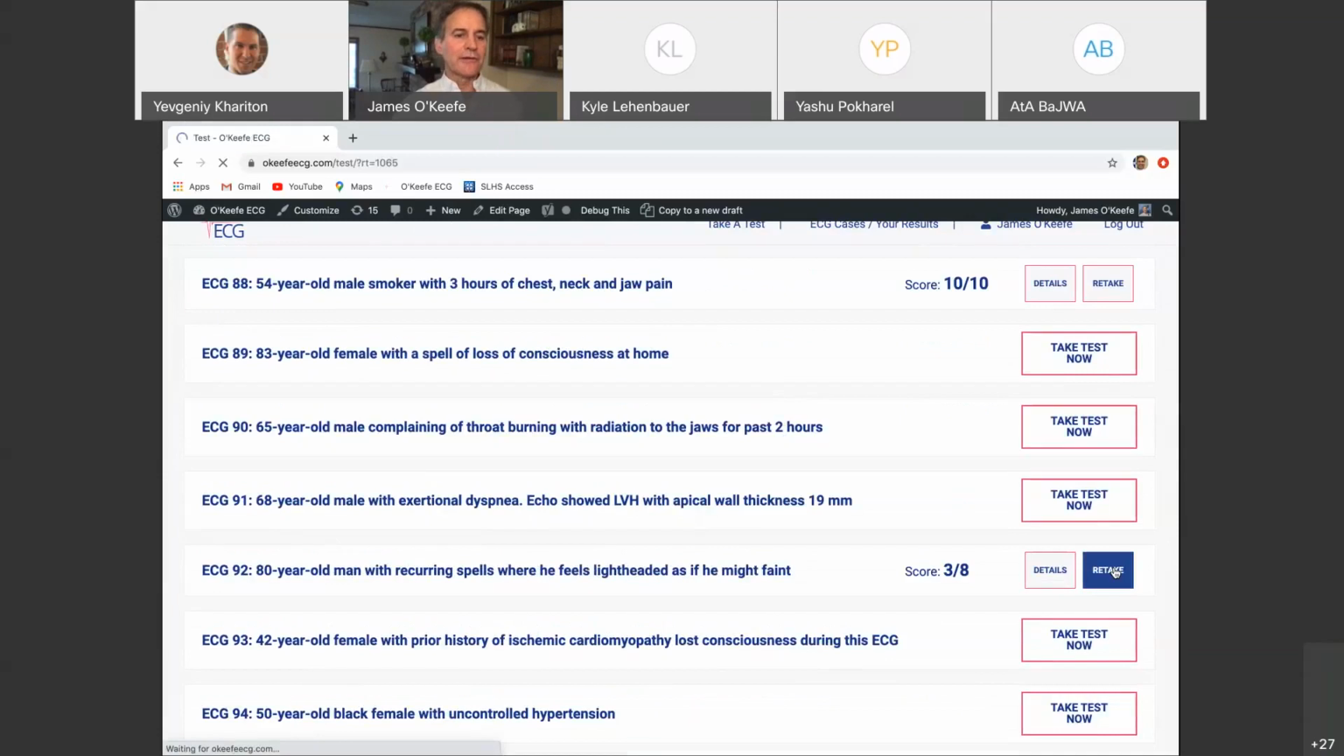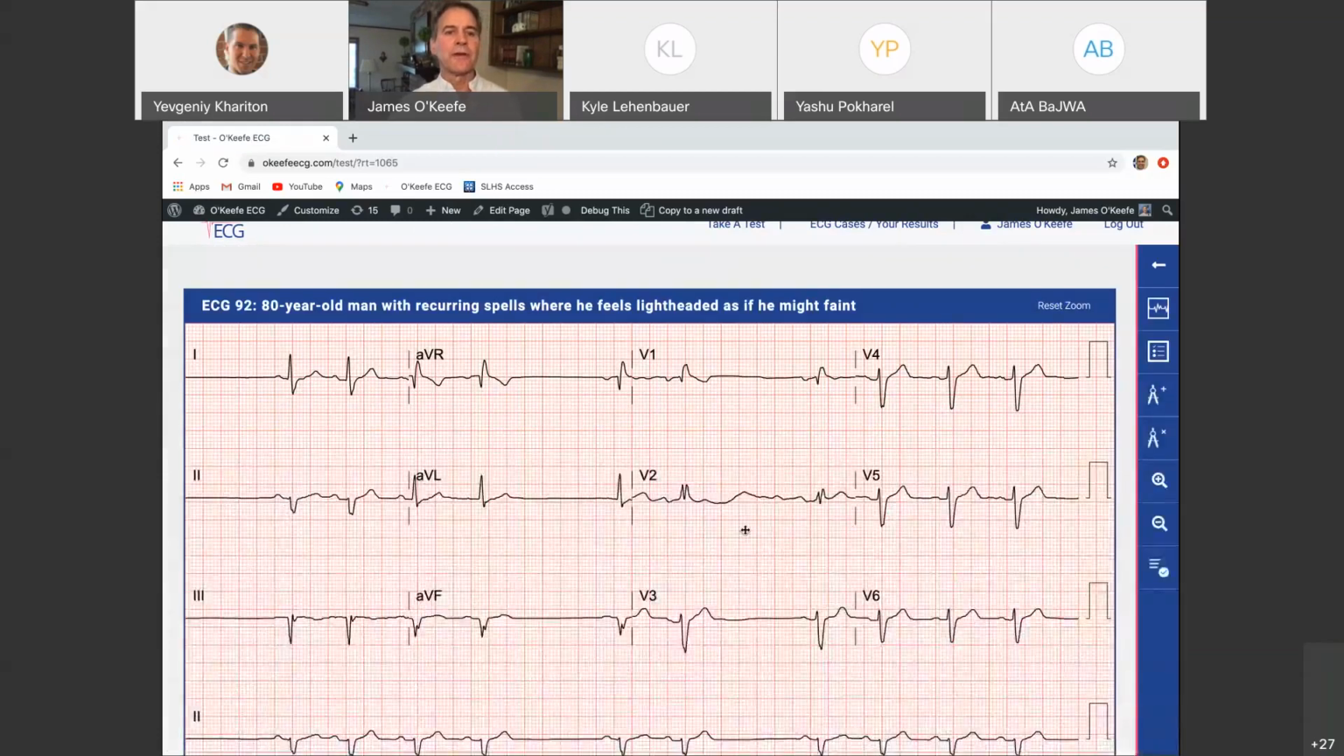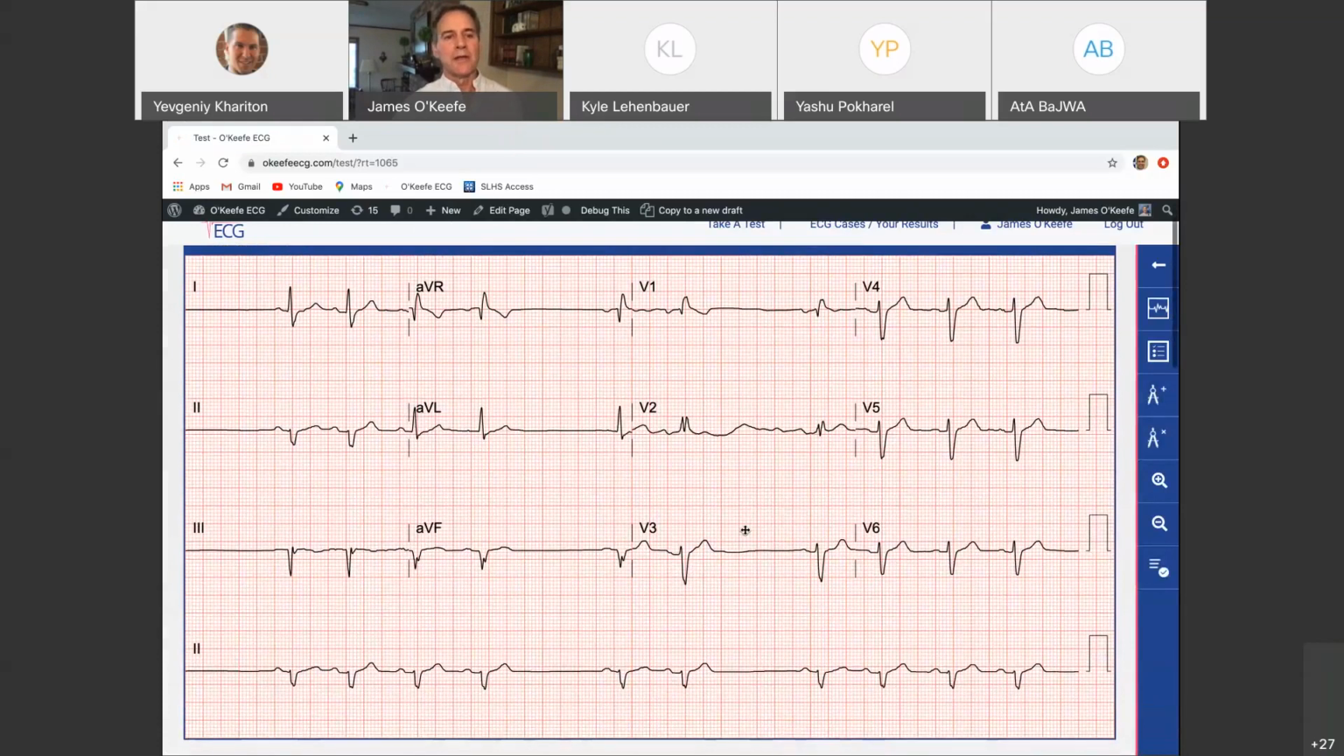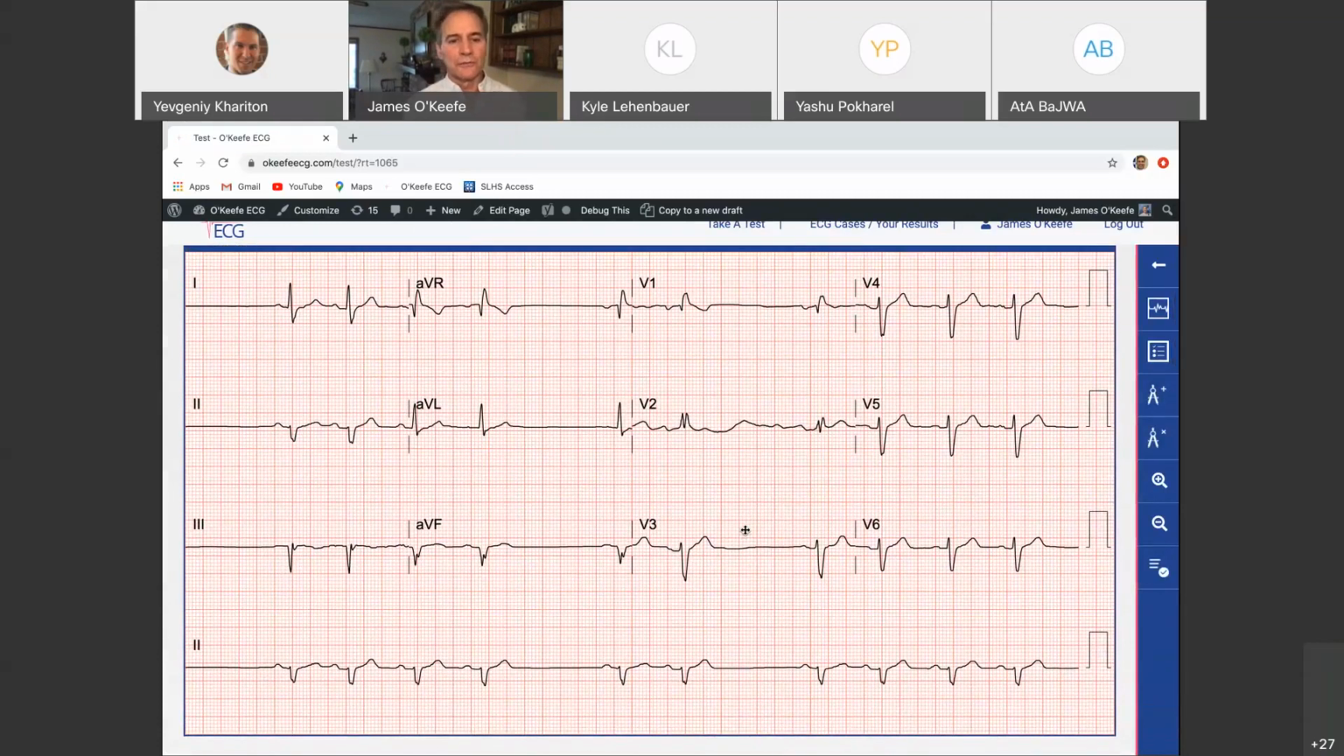Okay, so this is a guy who's having recurrent spells where he feels lightheaded as if he might pass out. So, presyncopal type spells, no prior history. Anybody want to try that one? This is another ECG that you very well could see on the boards. It's important to recognize this pattern.